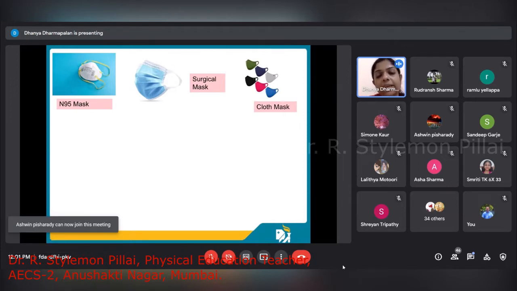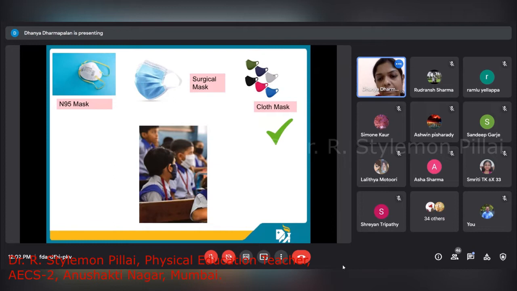So which mask is advisable? See, the N95 surgical mask gives the best protection. But please remember, you cannot wash them. You cannot reuse them daily. You can use them for only a few hours, and you have to replace them. So the best is the cloth mask. It gives pretty good protection.